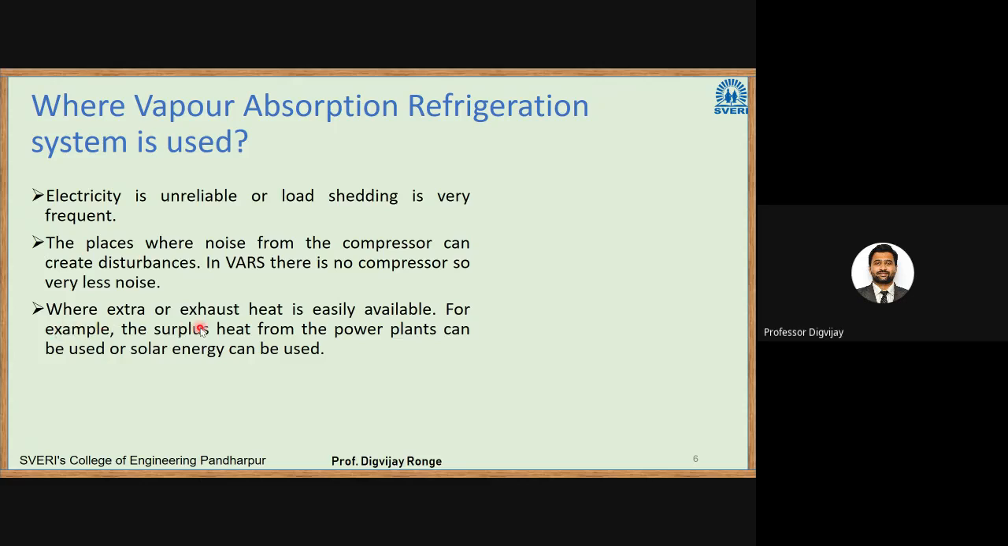Next is where extra or exhaust heat is easily available, where waste heat or solar energy or fossil fuel heat is easily available. For example, the surplus heat from the power plants can be used, or solar energy can be used. The surplus heat from the power plants means from the boilers. A lot of energy is wasted in boilers. So that waste heat we can utilize for our VARS system, or solar energy.